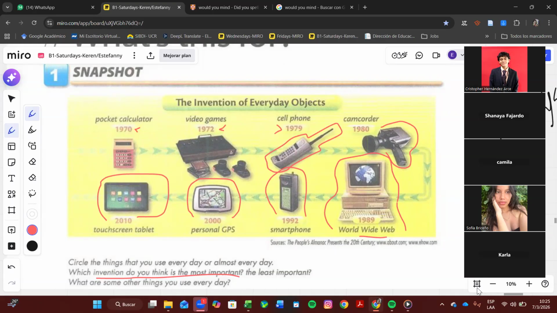But Sophia, what do you think? Like, which one is the least important? So, el menos importante.